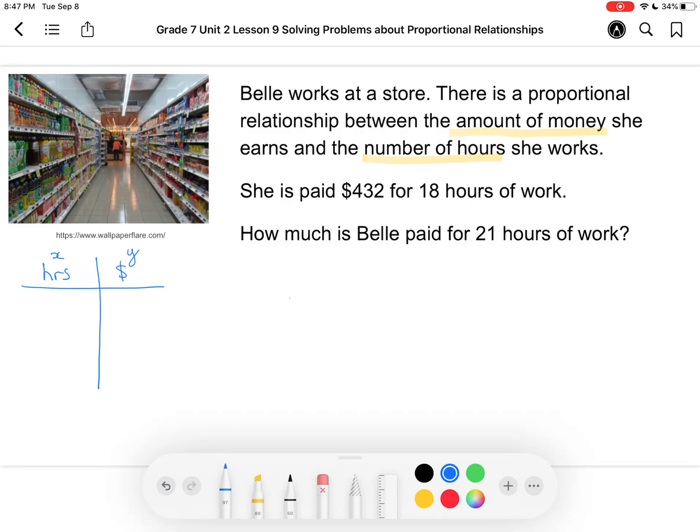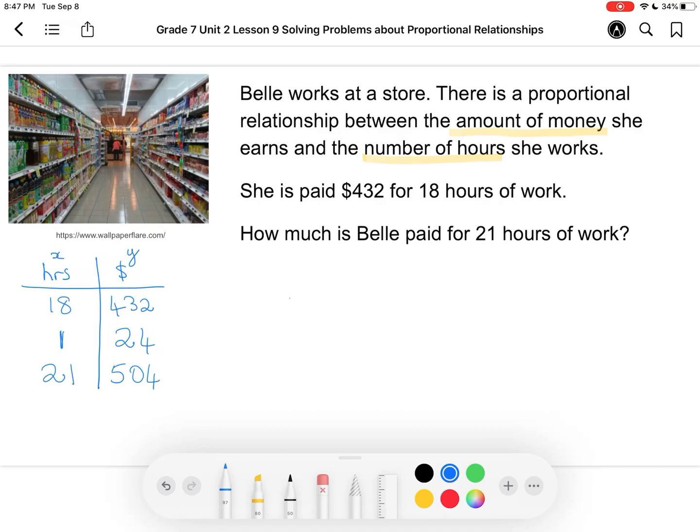And so I'm told that she earned $432 for 18 hours of work. And I want to find my unit rate, or constant of proportionality as it's also called. So divide both of these by 18, and in 1 hour she will earn $24. And then I'm asked, how much will she be paid for 21 hours work? Well, 24 times 21 is $504. So that's using a table to solve it.